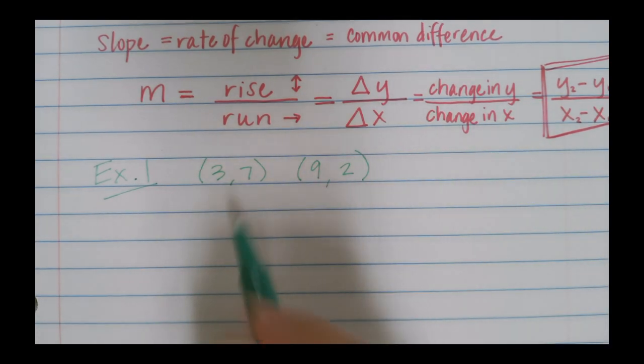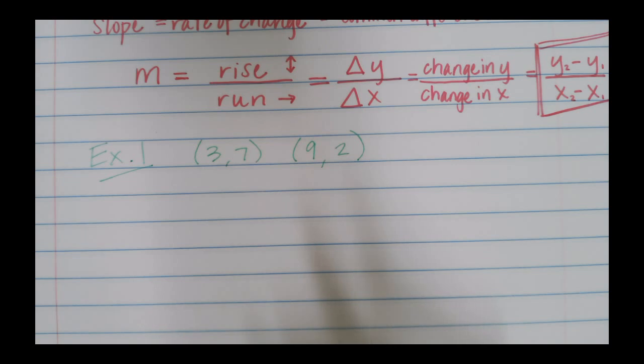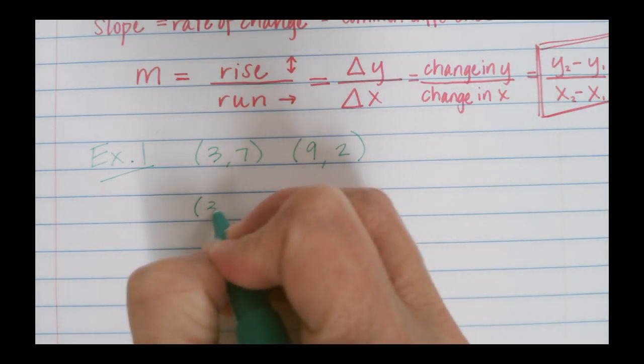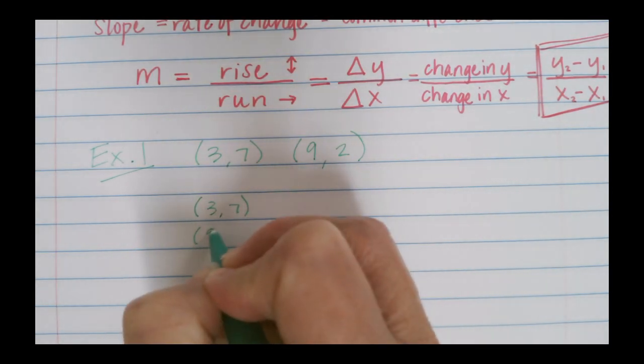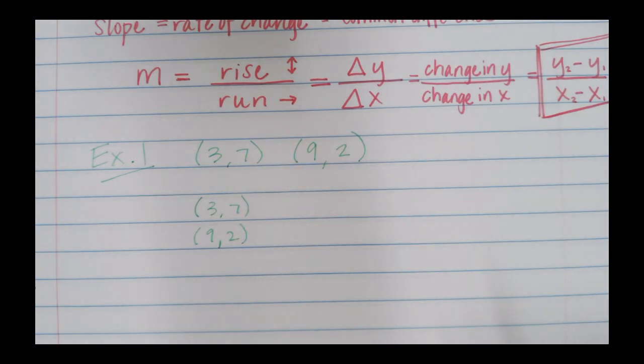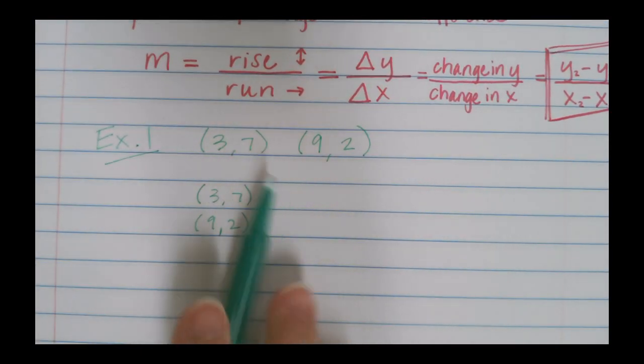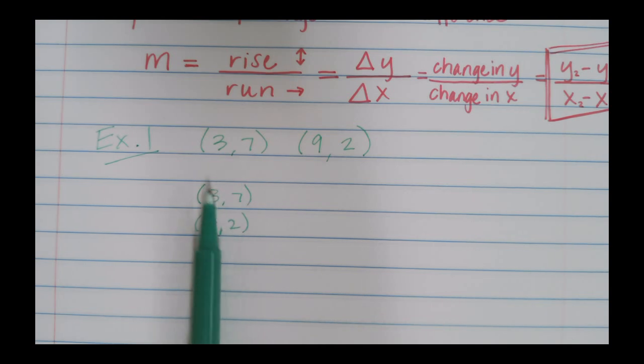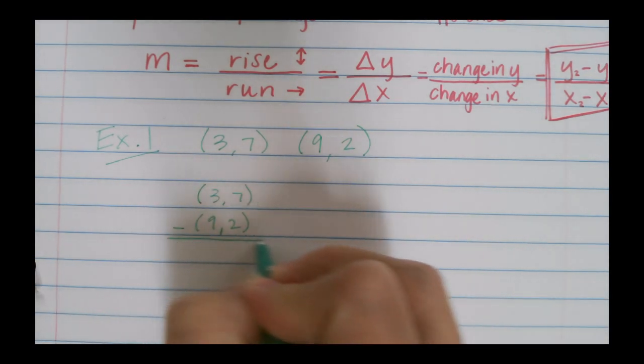Now, there's lots of ways you can do it. I think the easiest way is to just stack the ordered pairs over each other. So I'm stacking them, lining up the y's and lining up the x's. So now all we need to do is subtract.